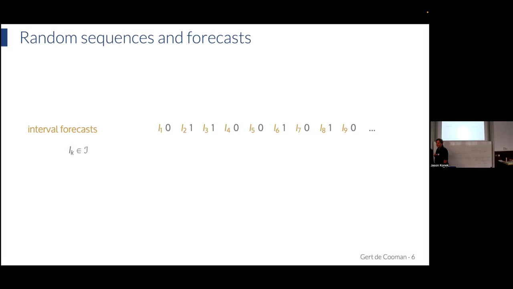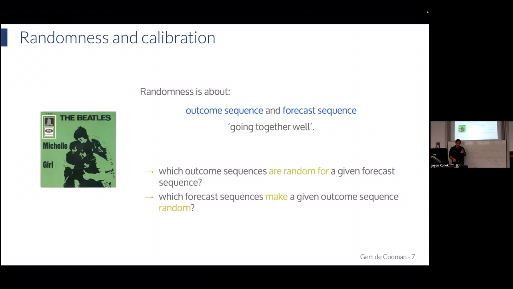talk about here. Now, when you look at it this way, you ask yourself, when is the sequence of outcomes random, not just on itself, but with respect to this forecast? And randomness will then mean that the outcome sequence and the forecast sequence that precedes it are well calibrated, in the sense that if you emit those forecasts, you are in some sense a good forecaster. In some sense, and I'm going to define in what sense you are a good forecaster. That is what we're going to talk about.